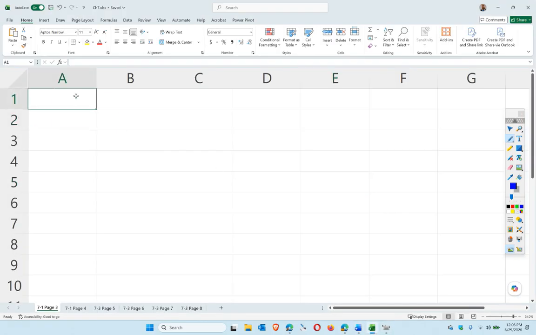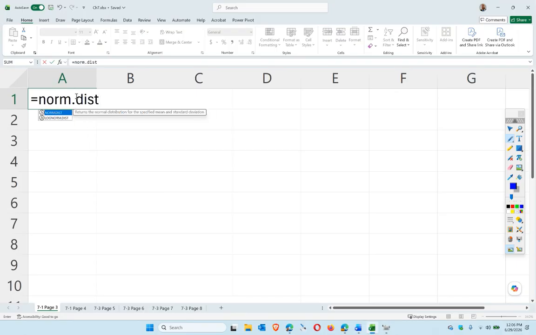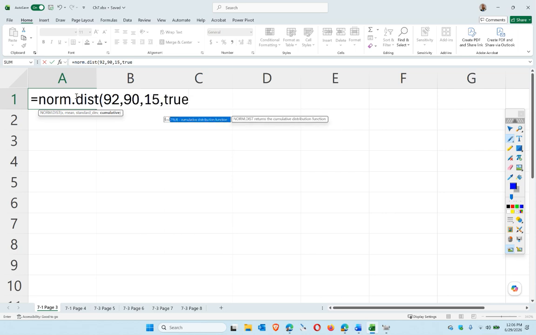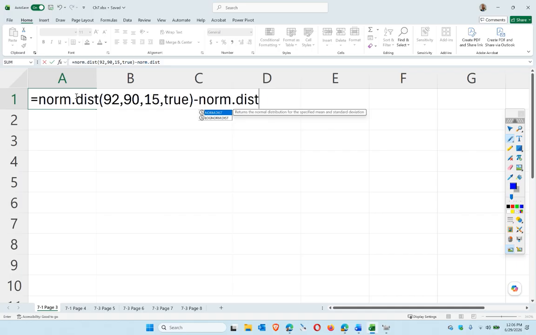All right, so we want to do normal dot distribution, so 92 comma 90 comma 15 comma true minus normal dot distribution 85 comma 90 comma 15 comma true. Okay, so this is the way you do it in Chapter 6. If you selected one random object from this group, what is the probability it's between 92 and 85? I'm not asking that. I'm asking for a sample mean. So if I take a group of 25, what's the probability it falls within this range?